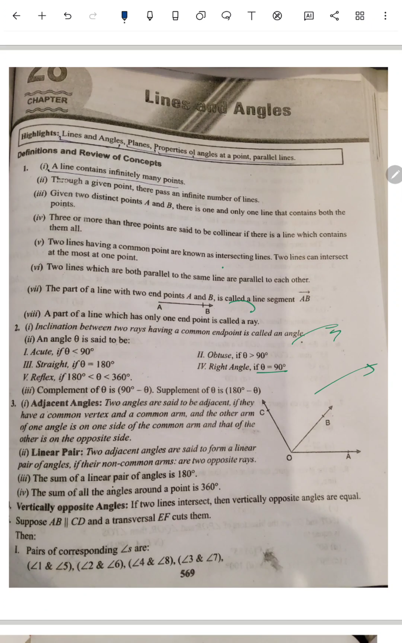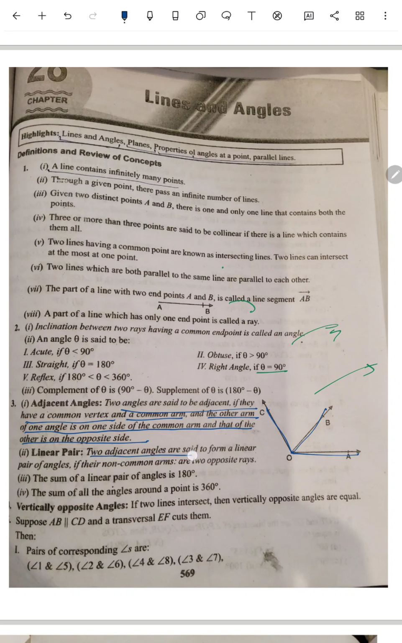Now there are the adjacent angles. Two angles are said to be adjacent if they have a common vertex and a common arm. A common vertex and a common arm, they are said to be adjacent angles. And other than the common arm, one angle is on one side and that of the other is on the opposite side.